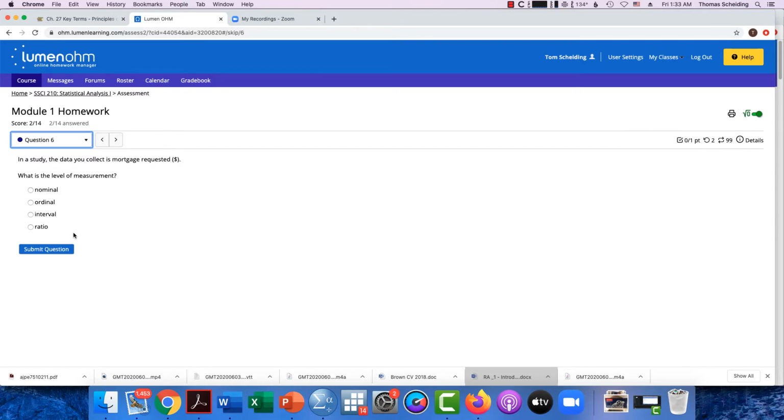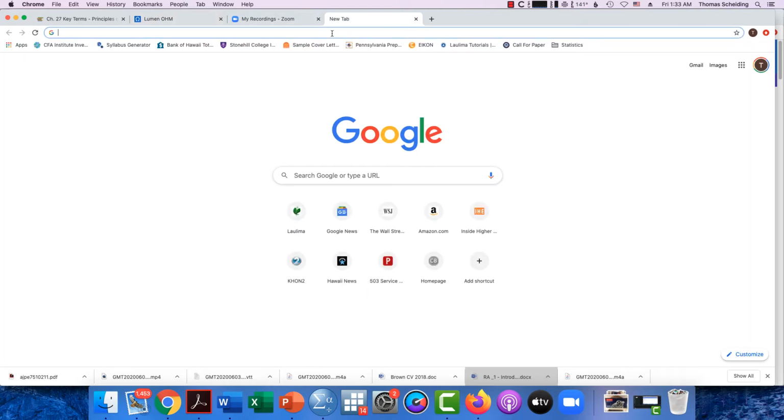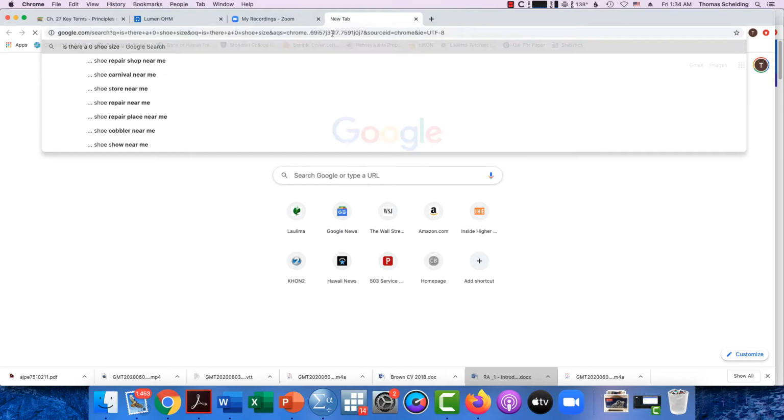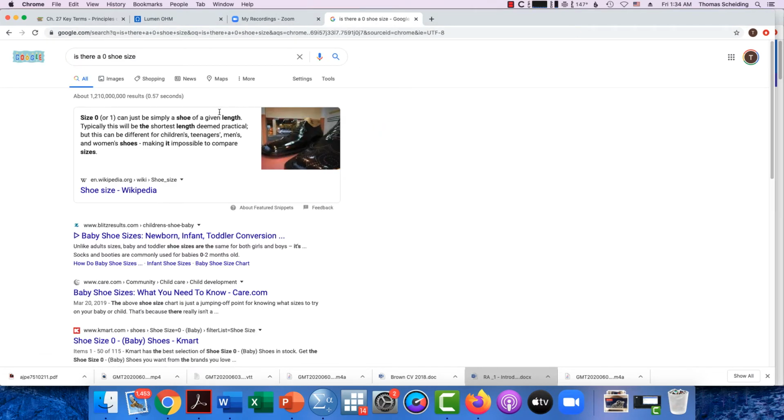Now, what we mean by true zero is, let's go back to interval. What if I had shoe size 0? Does that mean that there's no shoe there? No, actually, I hope I'm right here. It's just the shortest length possible, so it means it's a non-zero number. It's just the shortest distance possible. So baby shoes, I guess, is what we got here. Shoe size 0.